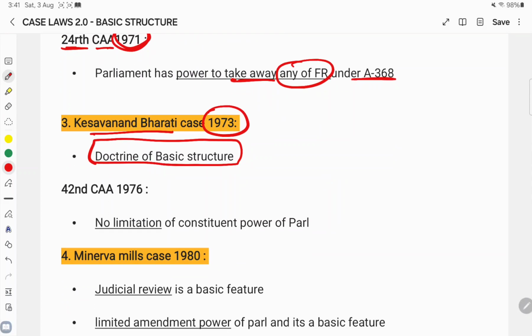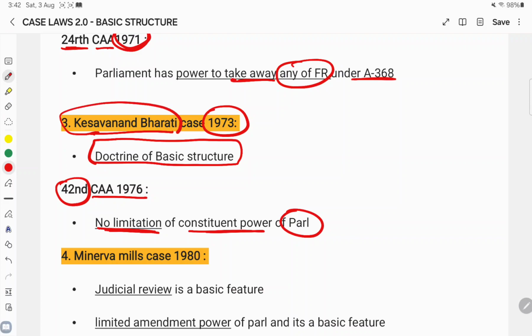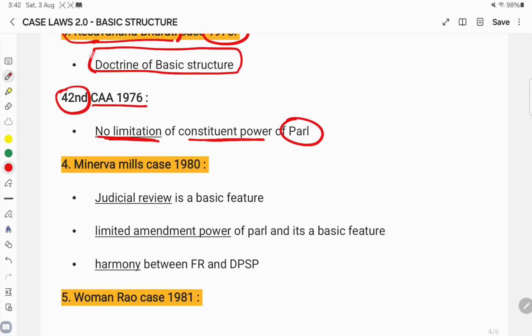So after this judgment, there was again a reaction of the legislature through the 42nd Constitutional Amendment Act 1976, in which Parliament, that is the legislature, passed the law saying that there is no limitation on the constituent power of Parliament. That is, Parliament can amend any provision of the Constitution. So it tried to nullify the Kesavananda Bharati case. Then again the case went to the Supreme Court.